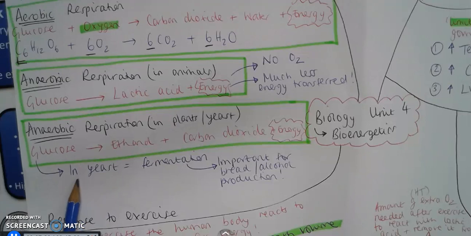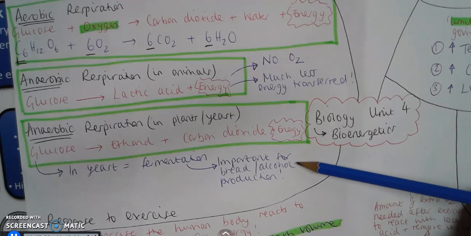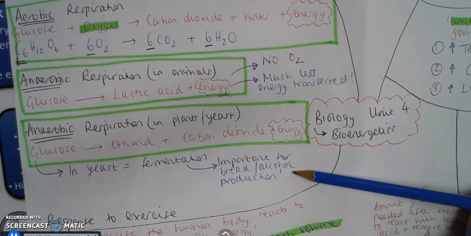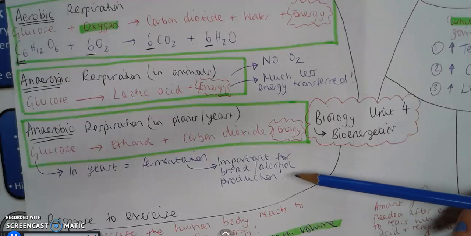So with anaerobic respiration, this is actually really useful in terms of anaerobic respiration in yeast, because it's useful as a process which is known as fermentation, where it's really important for the production of bread and alcohol. So that's kind of a really good industry link in terms of the benefits or the uses of anaerobic respiration occurring in yeast.